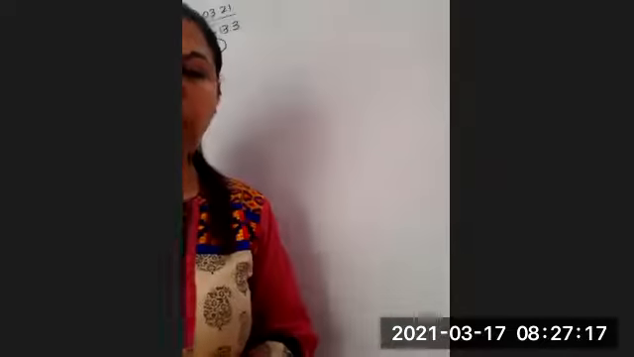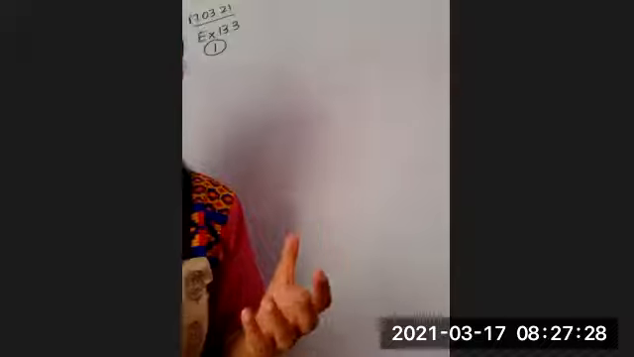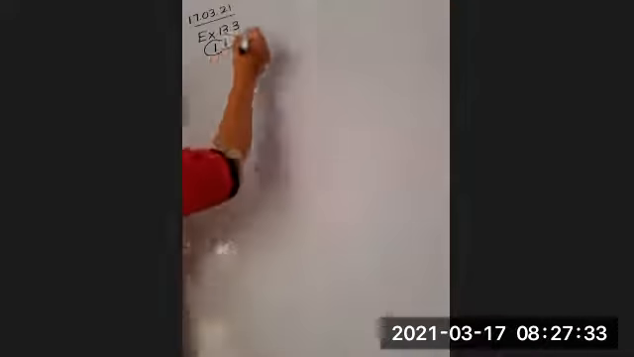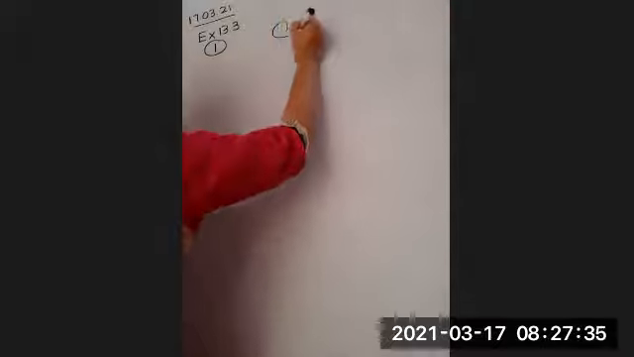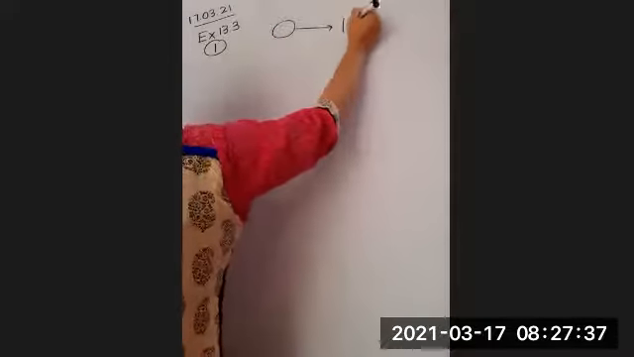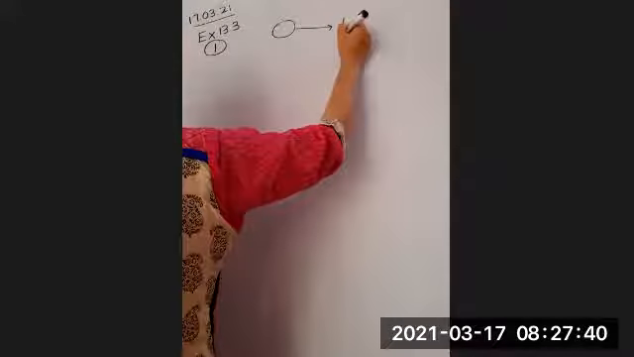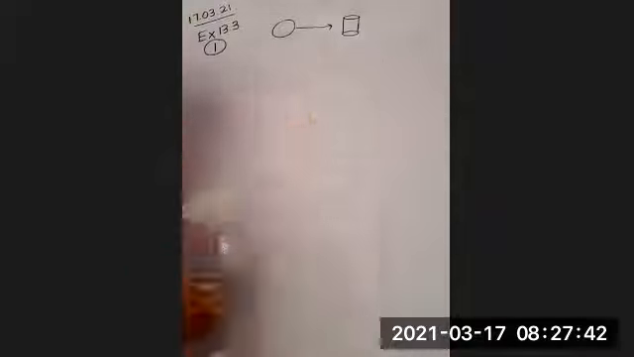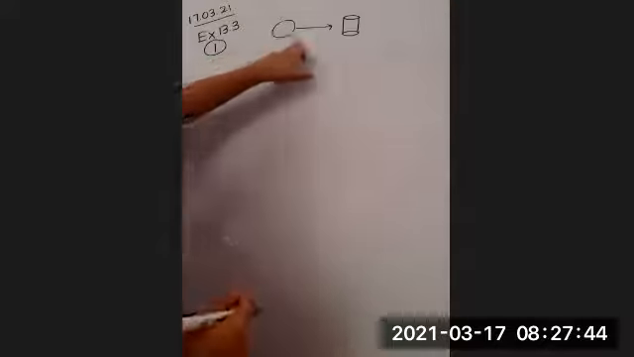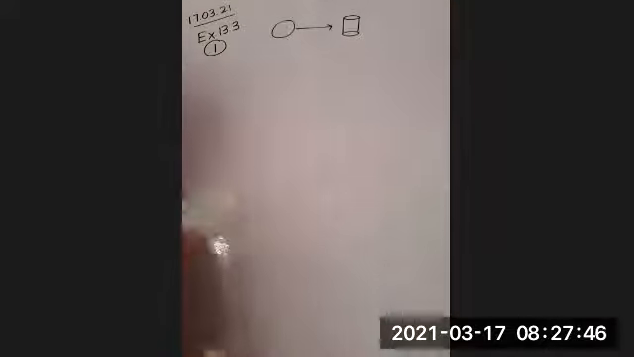A metallic sphere of radius 4.2 centimeter is melted and recast into the shape of a cylinder of radius 6 centimeter. Find the height of the cylinder. Here we are given a sphere which is being changed into the shape of a cylinder. And in the process of recasting, children, what thing remains same?